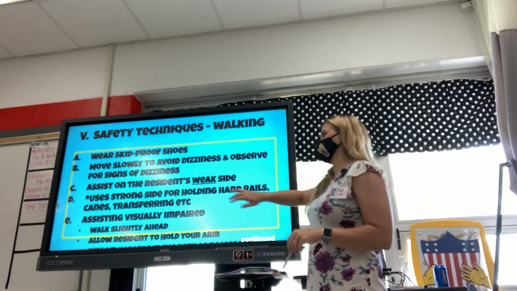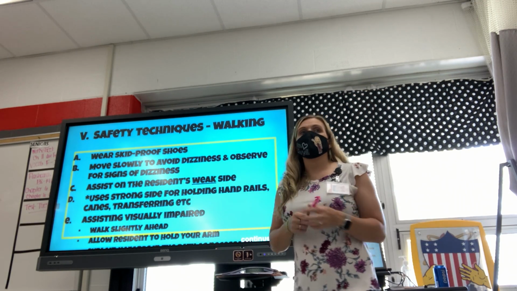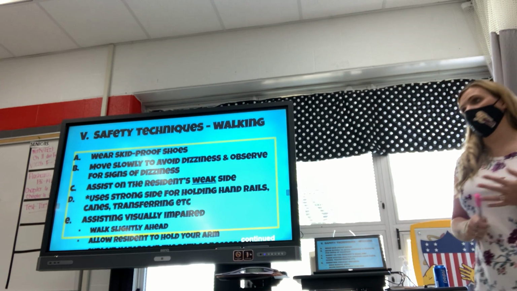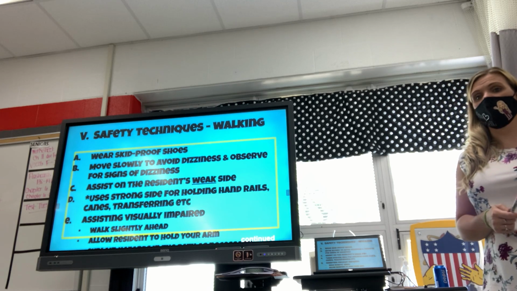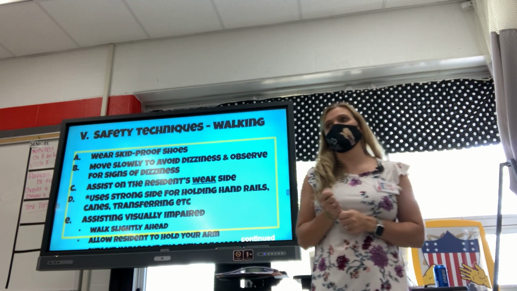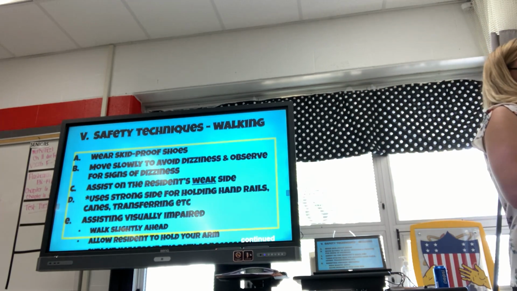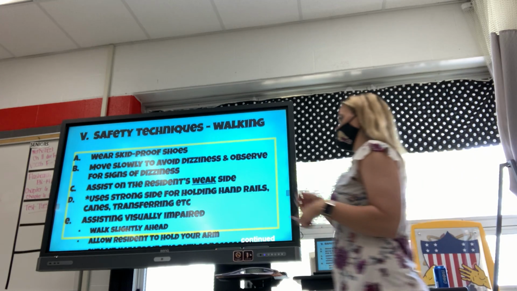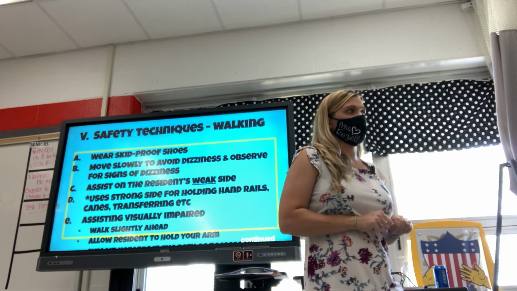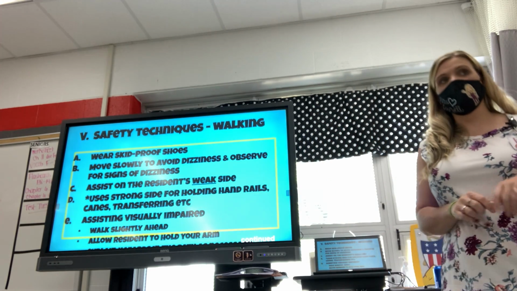They always have to have their shoes on before we get them up, or socks. If a resident has a weak side, there's a reason they have a cane or a walker. We assist them on their weak side. That is a key point. They pulled that out last year and put that as a state test. What side would you walk on if they had a cane or a walker? It would be their weak side.